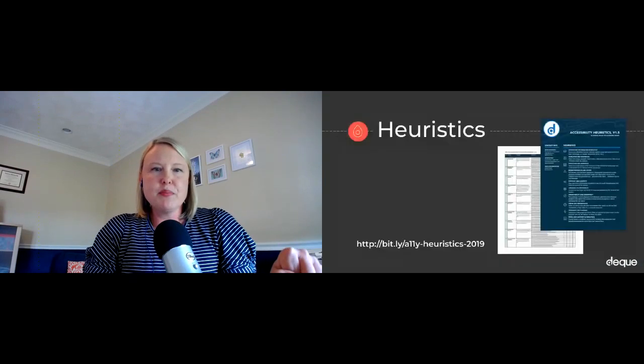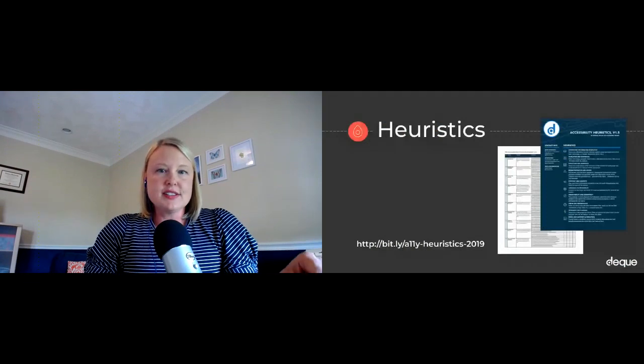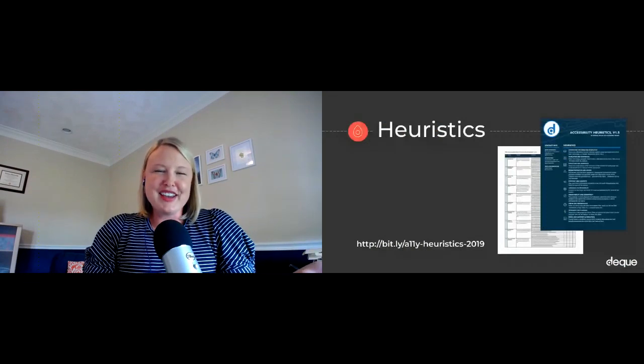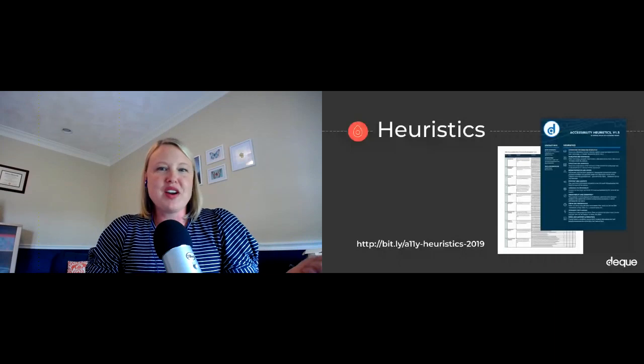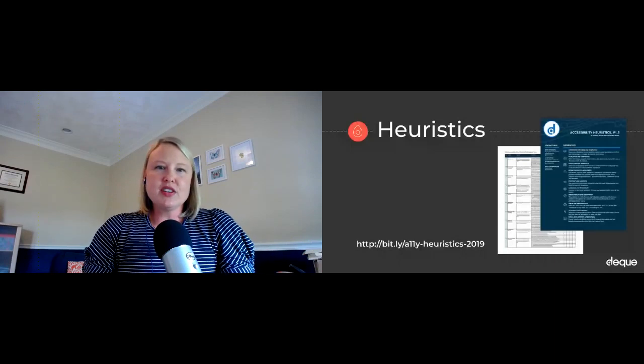Before you even pick up your pencil or open up your digital design program of choice, you need to keep a couple things in mind. First up, accessibility heuristics. And the question I get asked sometimes is, what are accessibility heuristics? Accessibility specific rules of thumb.